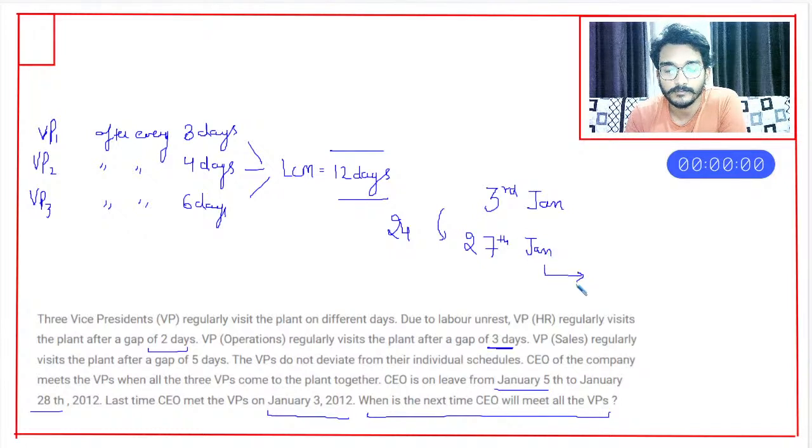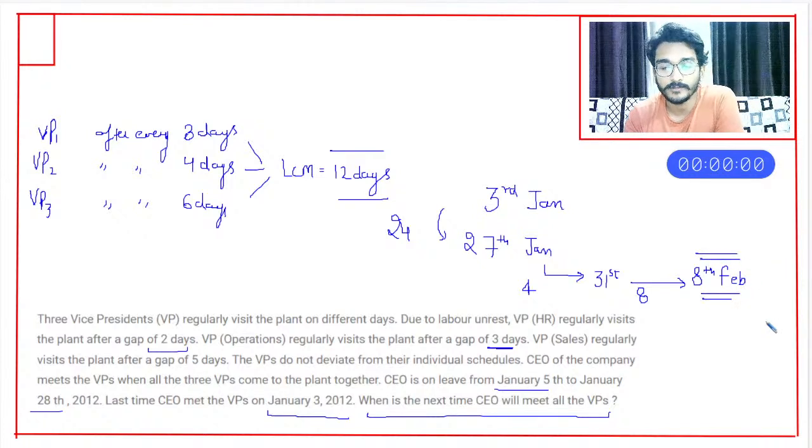And then after that, 12 more days. If I have to count 12 more days, till 31st, 4 more days are exhausted. I require 8 more days. So it would be on 8th Feb. So the answer is 8th Feb.